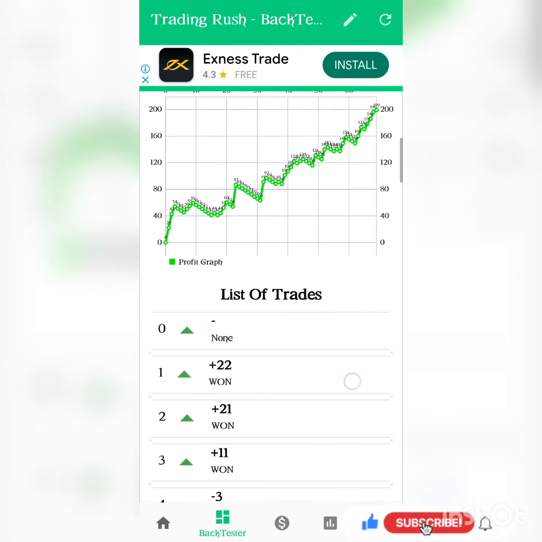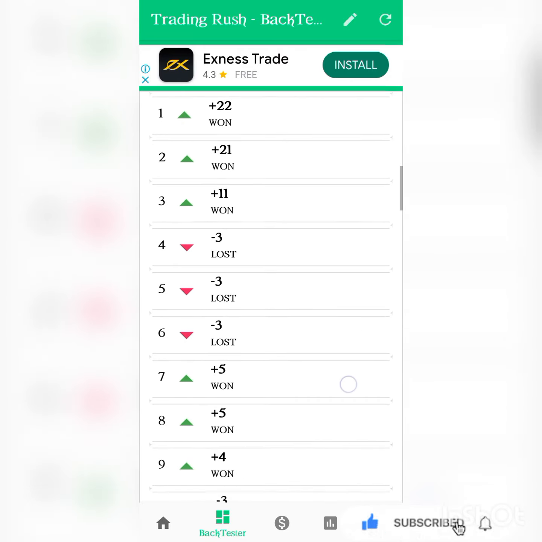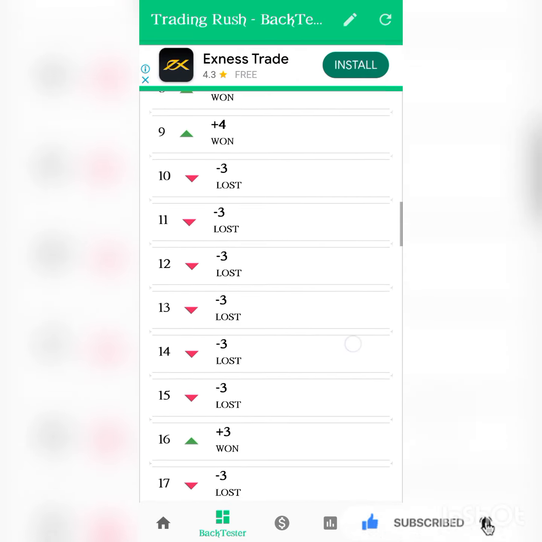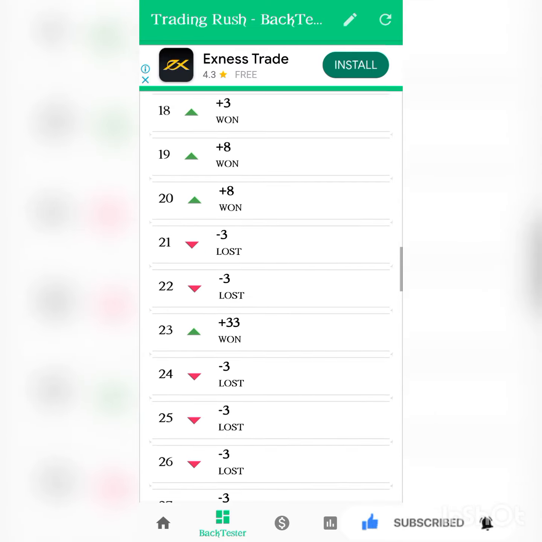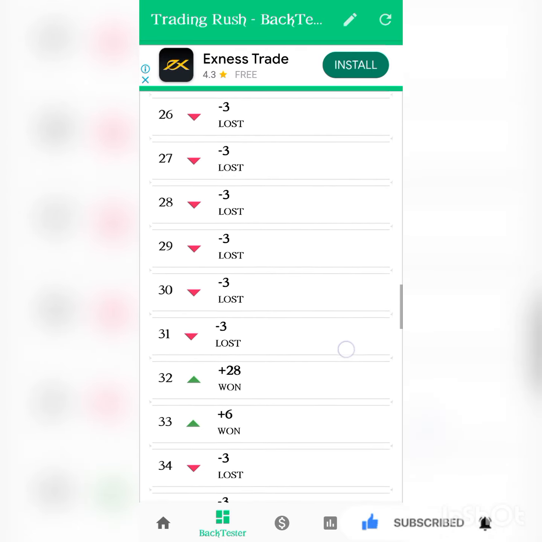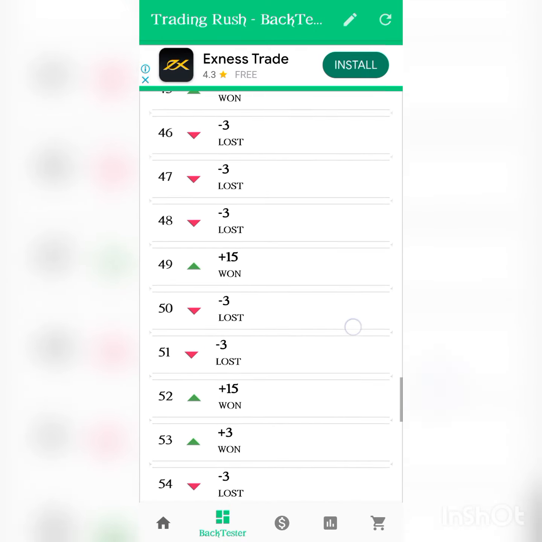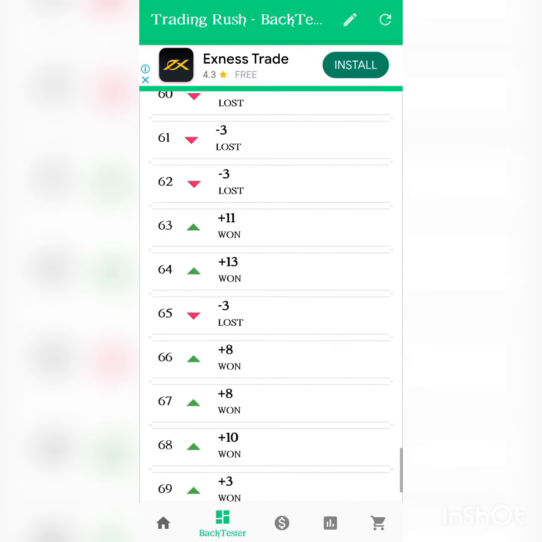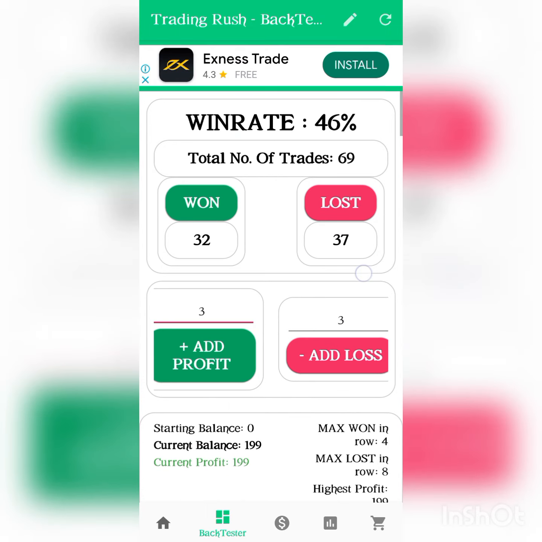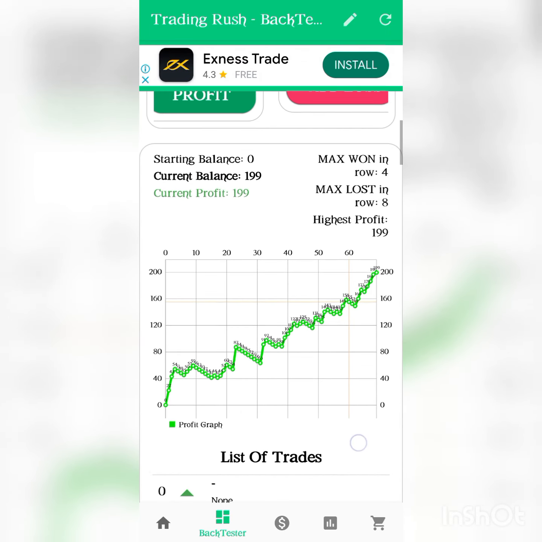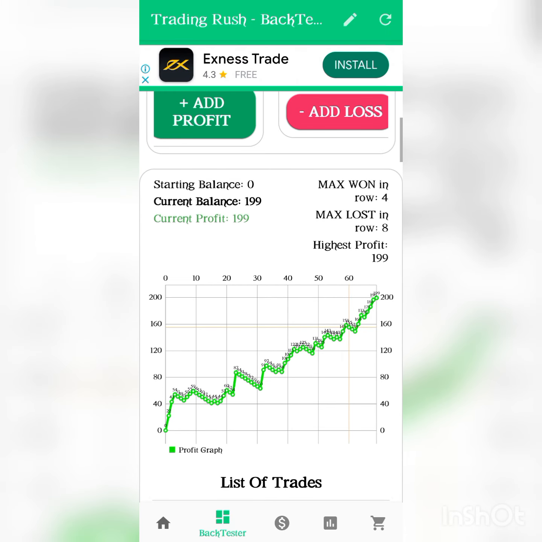Now let's look at the list of trades. You see, we didn't even have to win every trade. We lost several trades. At some point we lost 7 trades in a row, as you can see. Sometimes we lost 8 in a row. We didn't even have to stay winning all the time, right? See how beautiful the equity curve is. Our current profit now is 199%. That's insane for a 46% win rate strategy.